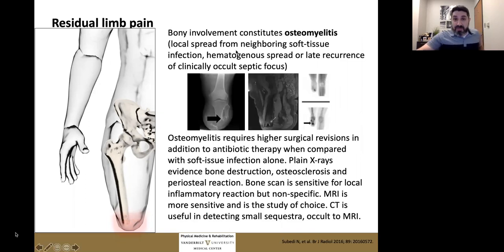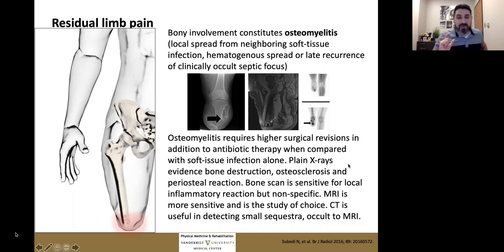So once we have bony involvement, constituting osteomyelitis, this is local spread from neighboring soft tissue infection that fetches up in the bone. It could also be blood-borne spread, or late occurrence of a clinically occult septic focus. So something may have fetched up in there, and it's been 3 months since the amputation, and now why are they having pain? We didn't have any skin breakdown or anything. It's like, yeah, it was an occult, little hidden site that was there, and now it's kind of blooming back up.